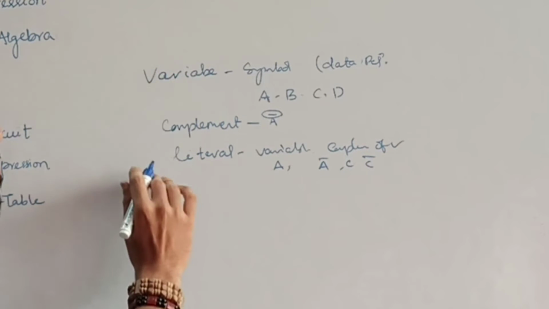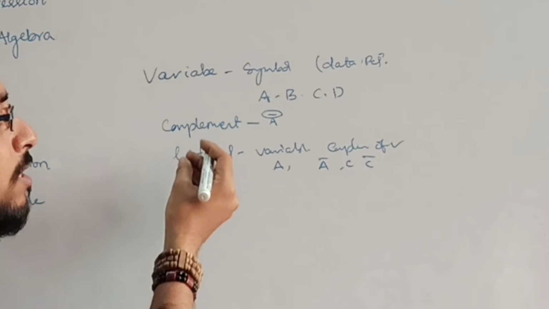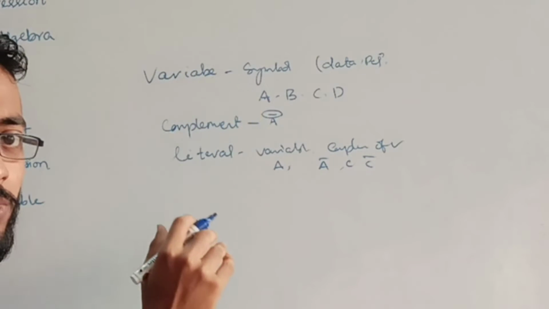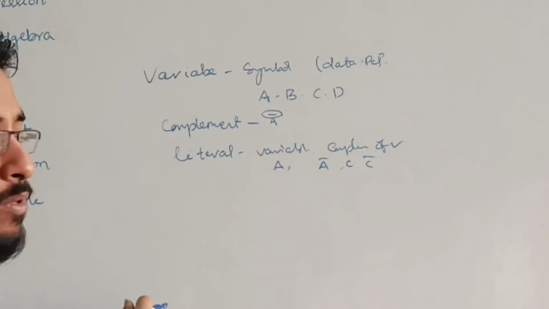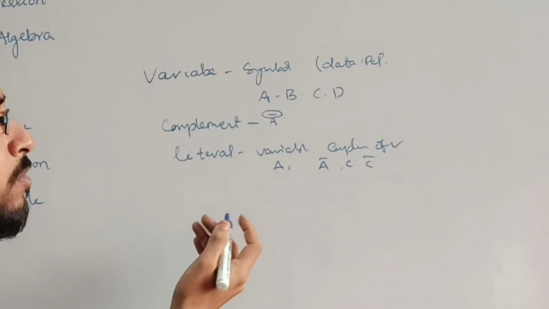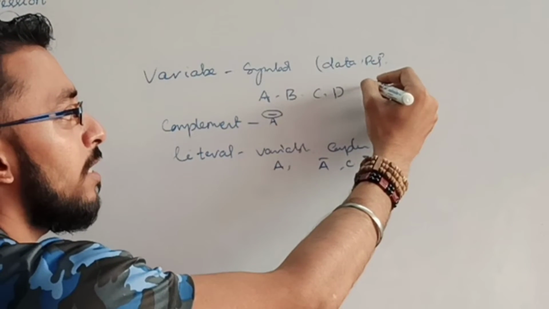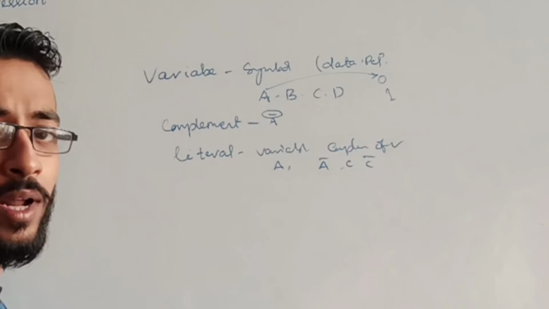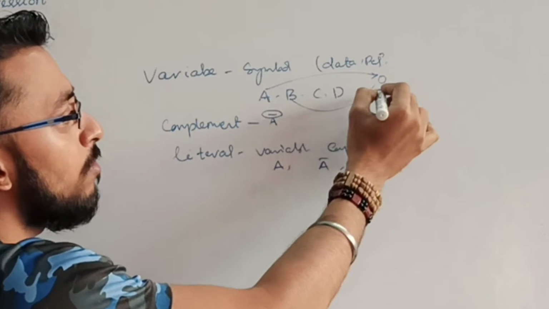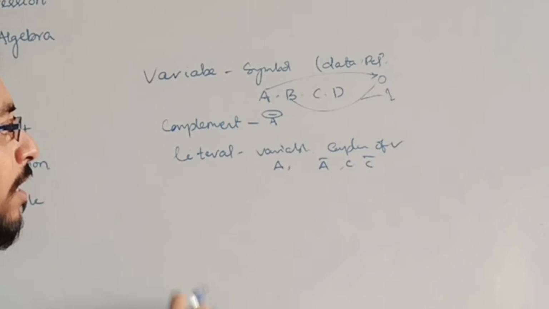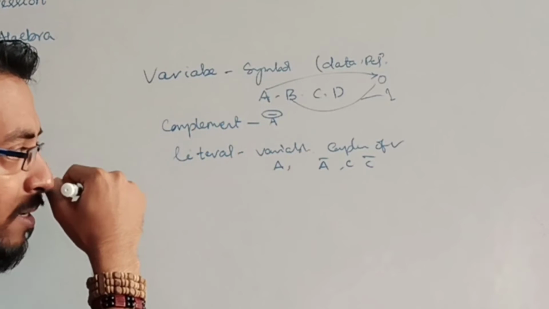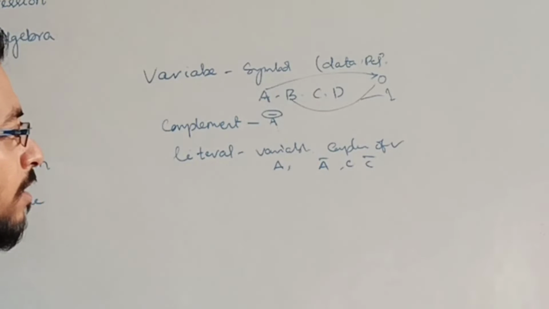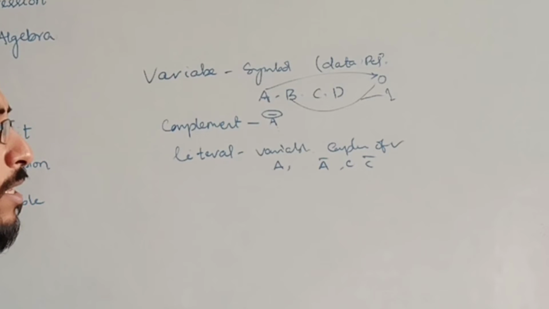So these are the three basic theory terms that you should know in Boolean algebra. A variable is a symbol which represents some data or some relation between inputs. A can take a value 0 or 1, and B can take a value 0 or 1. Complement is done by putting a bar, called not A or A bar. The third one is literal, which can be A or A bar.